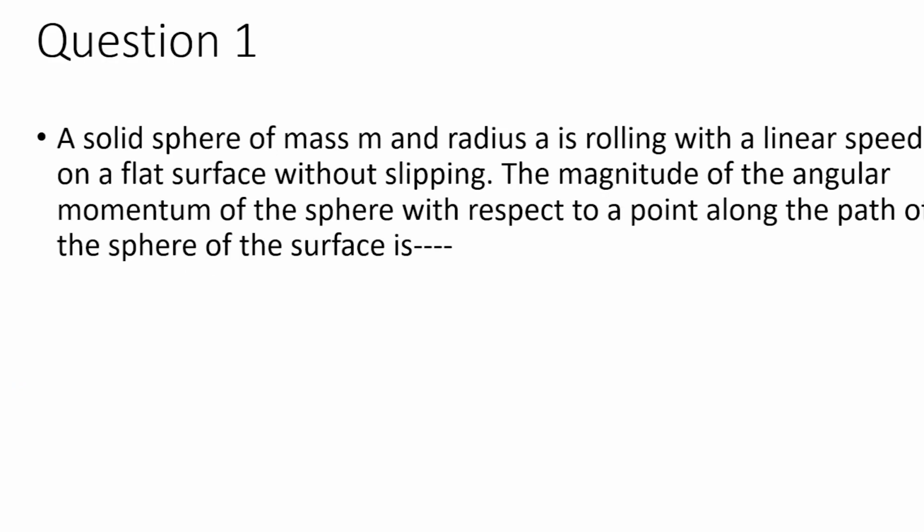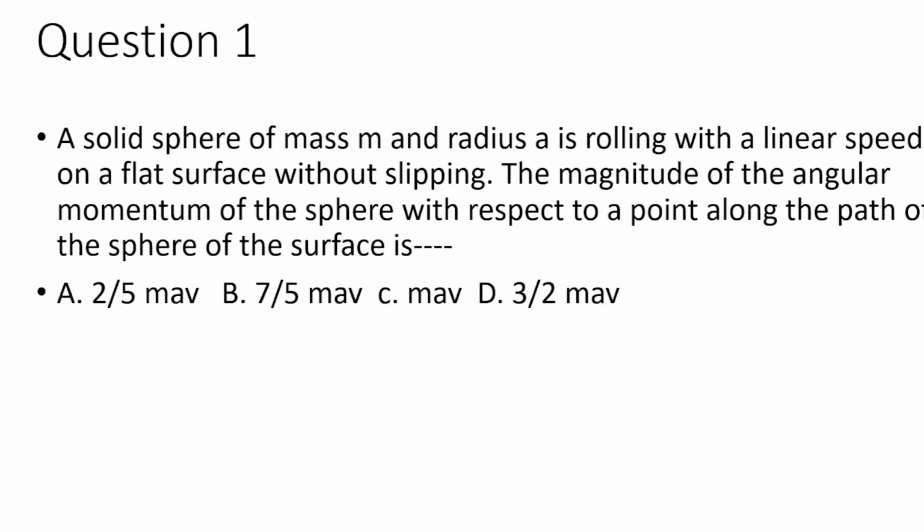A solid sphere of mass m and radius a is rolling with a linear speed v on a flat surface without slipping. The magnitude of the angular momentum of the sphere with respect to a point along the path of the sphere on the surface is: Option A, 2 by 5 mav. Option B, 7 by 5 mav. Option C, mav. Option D, 3 by 2 mav. So let us check the answer.